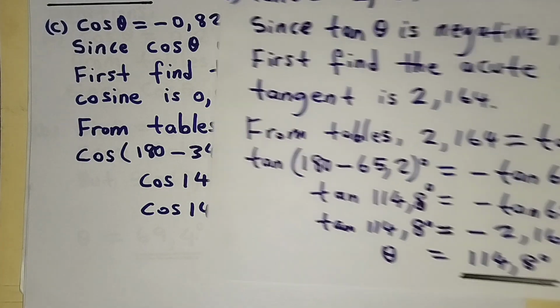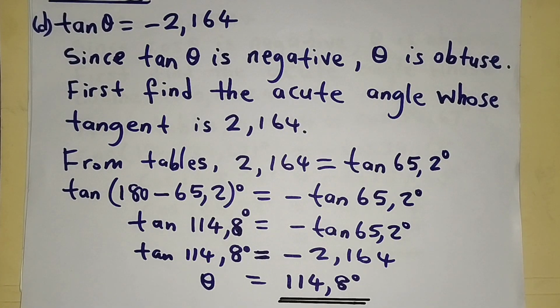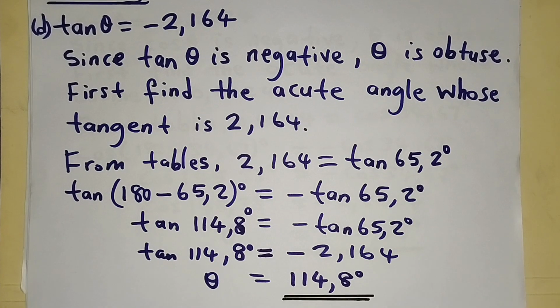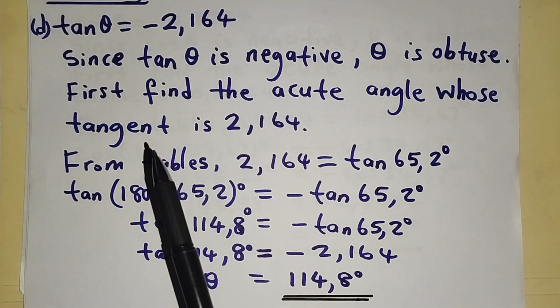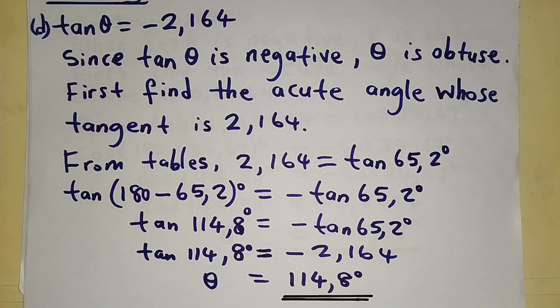Okay. Finally, we are here. Now we are dealing with the tangent. Tan theta is minus 2.164. Since tan theta is negative, theta is obtuse again. First, find the acute angle whose tangent is 2.164. From tables, 2.164 equals tan 65.2 degrees.